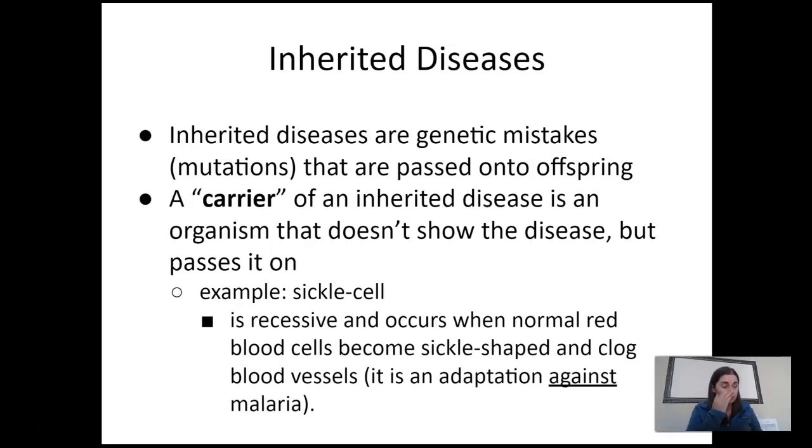Okay? So for example, we have sickle cell. That is recessive, and it occurs when you have normal red blood cells that become sickle-shaped and clog blood vessels. But there's a reason that this has persisted, that we still have this, and that people who have it don't just die. That is because people who have sickle cell are actually adapted to survive against malaria. So that means it was beneficial, and that's why we still have it. Malaria is now treatable, but that's only been in the last, I don't know how many years, 50, 60, 100 years. Something like that. So genetically speaking, our bodies developed a way to combat malaria.